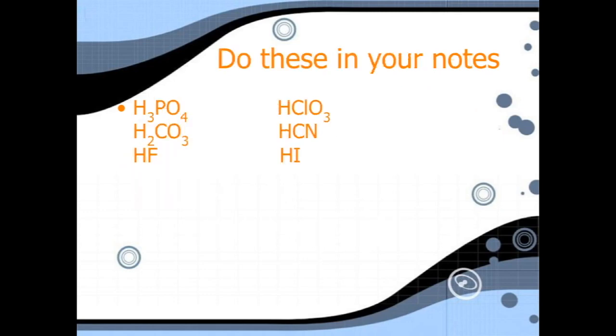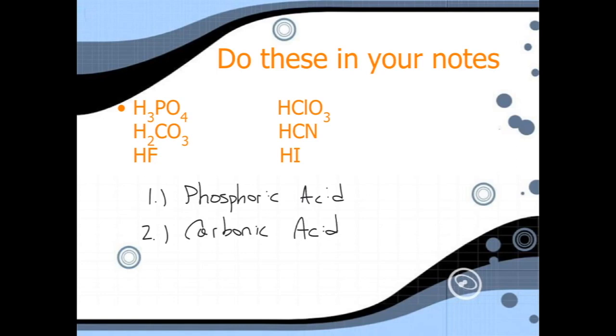These last couple are practice problems that you can do in your notes, and I'm going to go through the answers right now. This first one is hydrogen phosphate. Translate that to acid name, it's phosphoric acid. Again, no hydro because phosphate, ATE endings have no hydro. Going down, again I have hydrogen carbonate. ATE ending, no hydro. The name becomes carbonic acid. Number 3, hydrogen fluoride. IDE ending has a hydro in front.